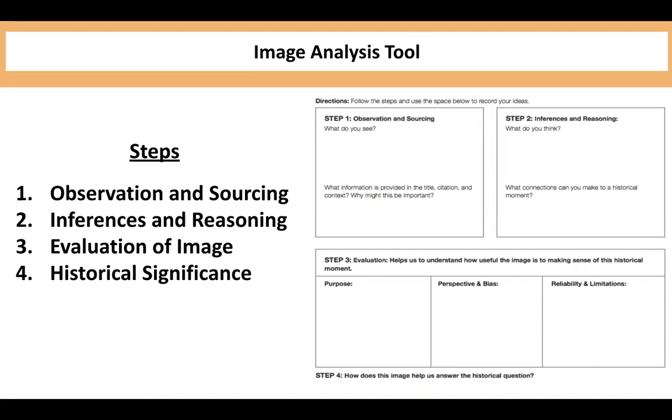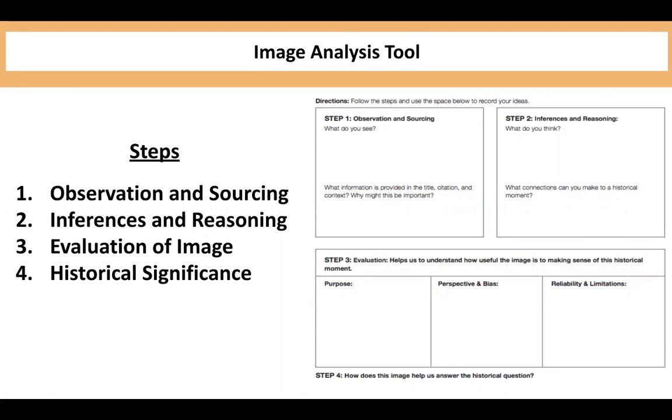Step 2, we're going to look for inferences and our reasoning here. What do you think of this image? What connections can you make to a historical moment that maybe you've already studied? Step 3 will be an evaluation. We're going to really try to understand the image and how it's useful for us to make sense of the historical moment. We're going to look at the purpose, perspective and bias, and reliability and limitations.